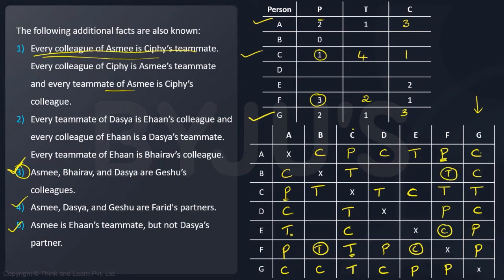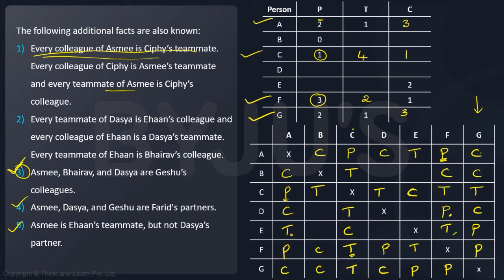Now, every colleague of Ehan is Dasya's teammate. So F is colleague of E. So F should be Dasya's teammate, but F is Dasya's partner. That's not possible. So clearly TC is not possible. It should be CT only. So we are eliminating and making sure that there is only one possibility. So it is not T. The first letter should be C, then T. So therefore this is T and this is again C. So now we finished our F also completely.